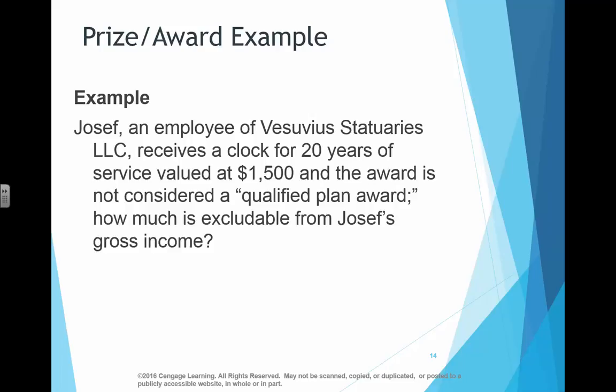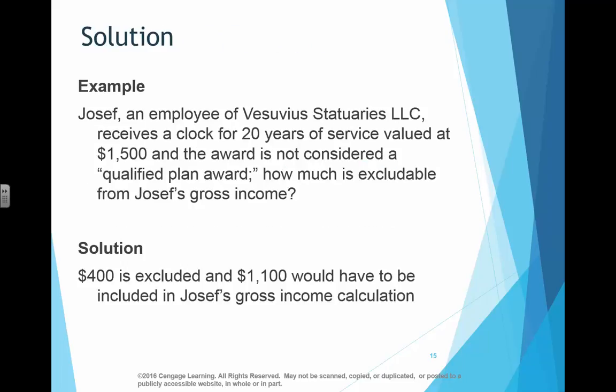So this guy, Joseph, he's an employee of Vesuvius Statuaries. He received a clock for 20 years of service valued at $1,500, like the big, beautiful desk clock. The award is not considered a qualified plan award. How much is excludable from Joseph's gross income? Can he exclude the whole $1,500? No. Can he exclude any of it? Yeah, because it's for length of service, right? So 1,500 minus 400, he can exclude $1,100. No, he can exclude 400, and he's got to include 1,100.